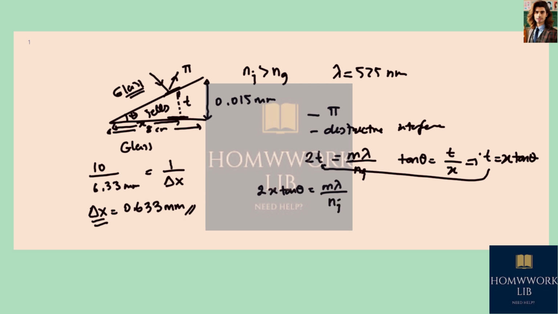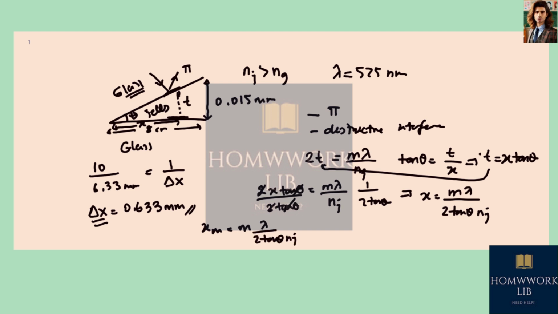If we isolate x out of this equation by dividing both sides by 2 tangent theta, then we have x is m lambda over 2 tangent theta n jelly. Now let's write this in terms of indexes, right? x m would then be m lambda over 2 tangent theta n jelly, and x m plus 1, the adjacent one, would be m plus 1 lambda over 2 tangent theta n j. Now we're trying to get to delta x, which is this minus this. Let's do it on the next page.